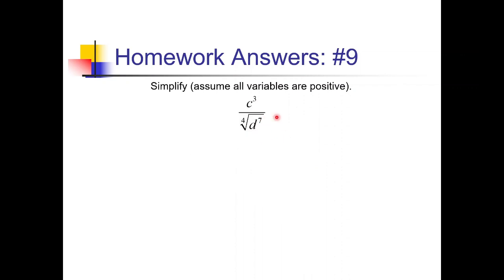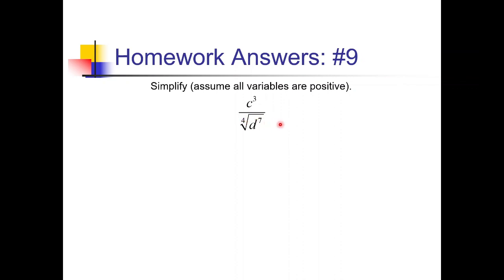In order to simplify this, I'm going to have to take care of this radical in the denominator, and I'm going to do that by multiplying by something that's going to give me a perfect, let's see, my index is 4, so I need a perfect fourth power inside this fourth root. So the next highest fourth power after d to the 7th is going to be d to the 8, because 8 is divisible by 4.